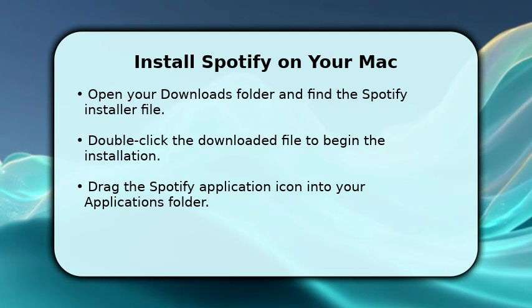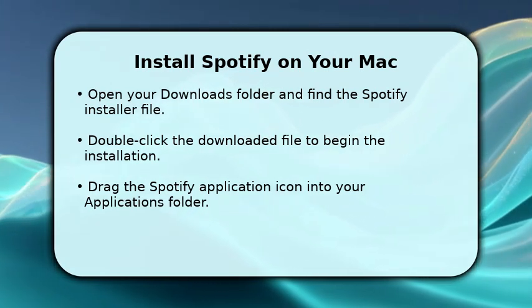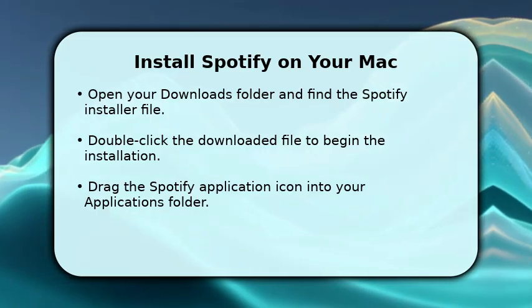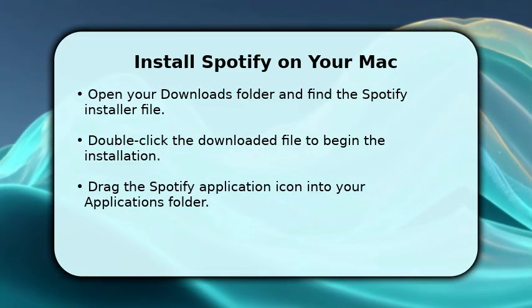Once the download is complete, open your Downloads folder. You'll find the Spotify installer file, which usually has a DMG extension. Double-click this file to open it.